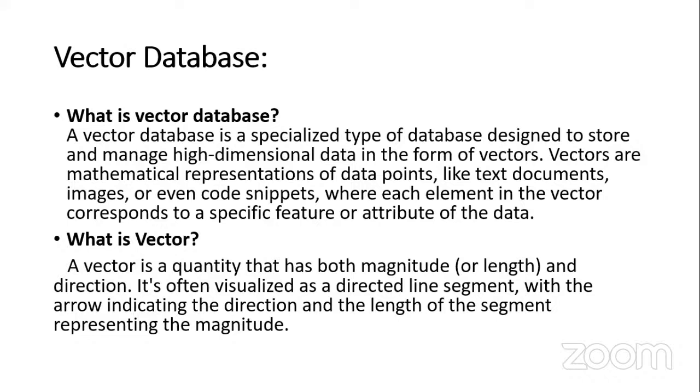So what exactly is a vector database? It is a special type of database, specially designed to store very high dimensional data. When you have a lot of rows and a lot of columns, we try to store this kind of high dimensional data in the form of vectors. Vectors are basically a mathematical representation of a data point, for example text documents, images, code snippets, all of these kinds of data points.